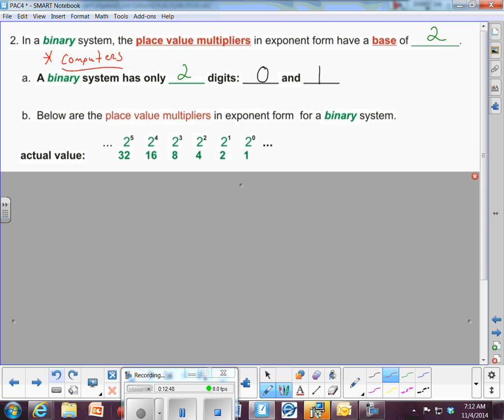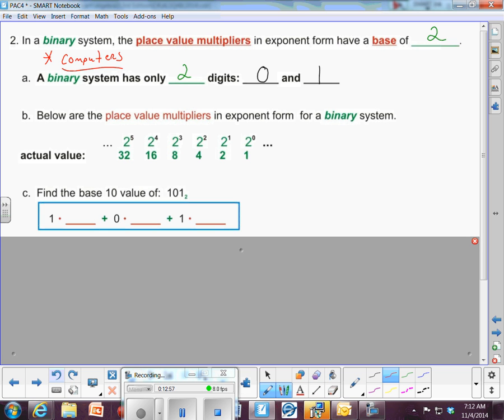512. They are the way computer memory has advanced. All right, so binary, really important. Okay, so find the base 10 value of 101 base 2.